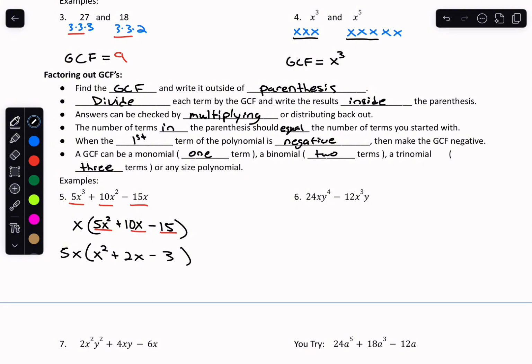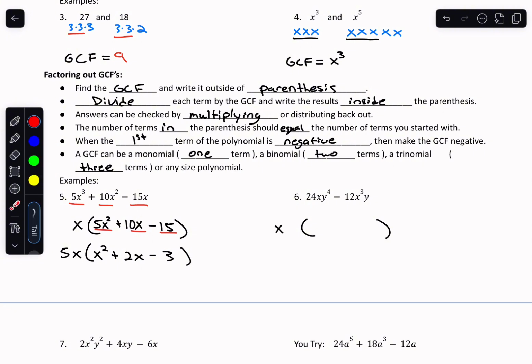We have 24xy to the fourth minus 12x cubed y. So I'm going to start by writing my parentheses, and I'm going to leave enough space inside for 2 terms. Now I want to figure out what variables to pull out. So when I look at the x terms, I have 1x in the first term and x cubed in the second term. The smaller of those is x. So I'm going to pull an x out to the front.